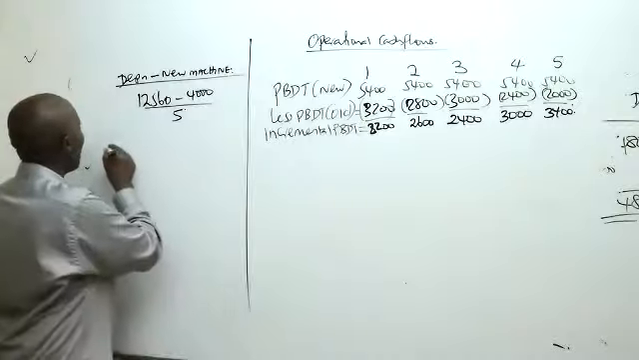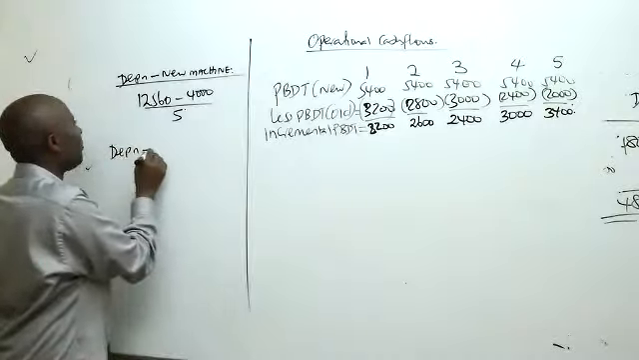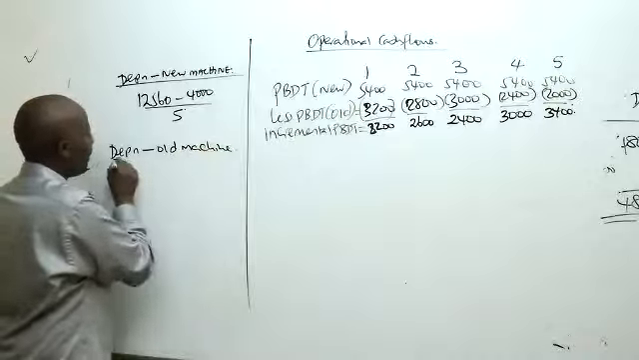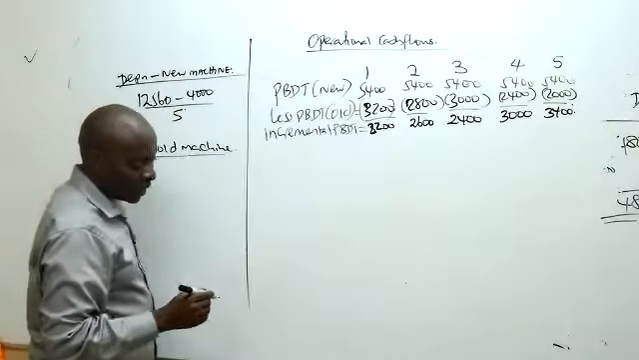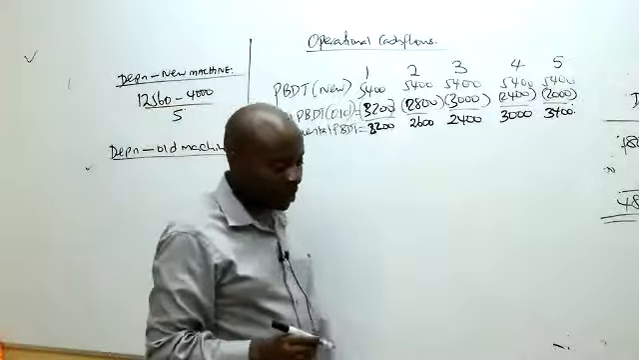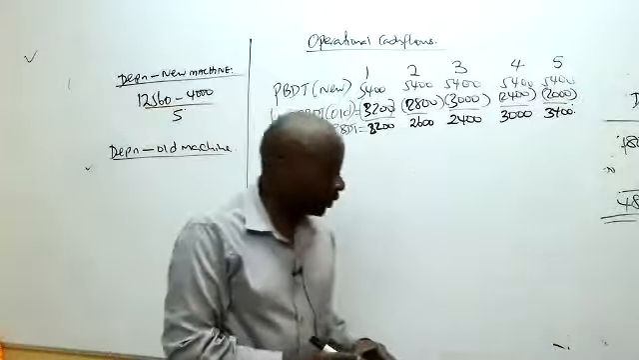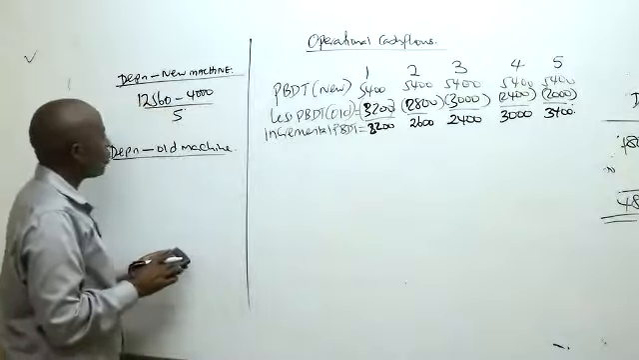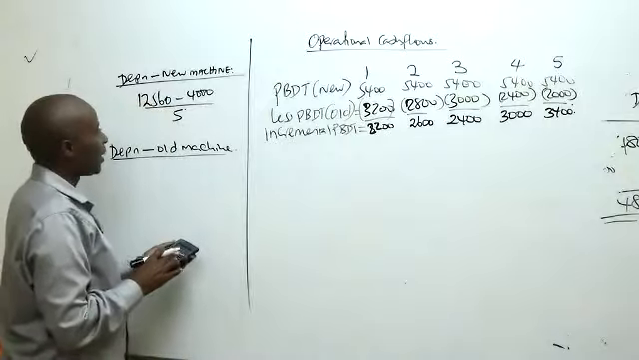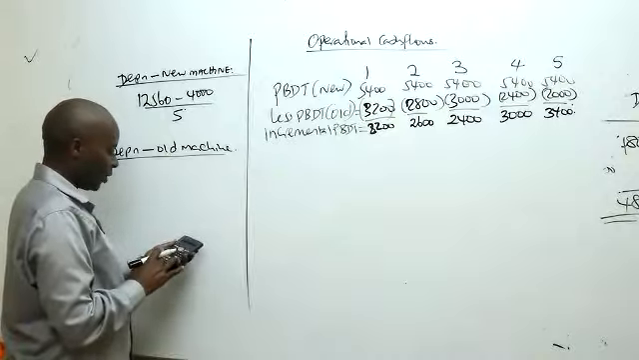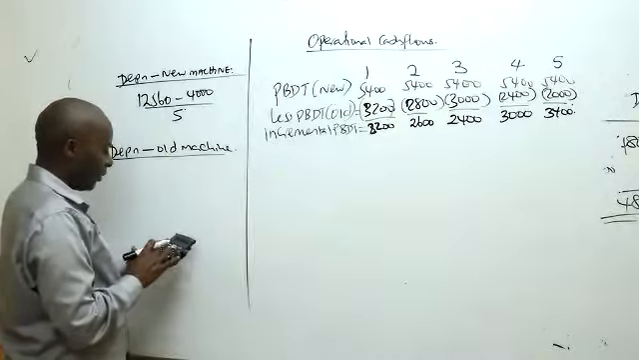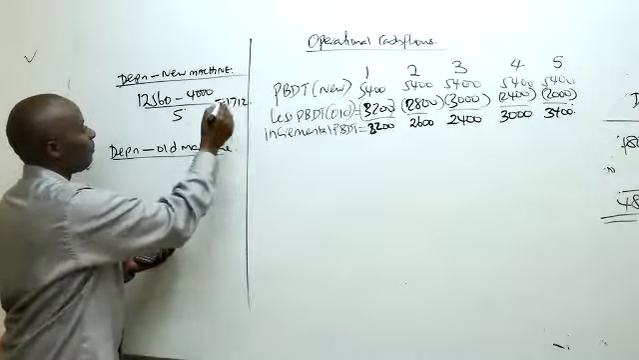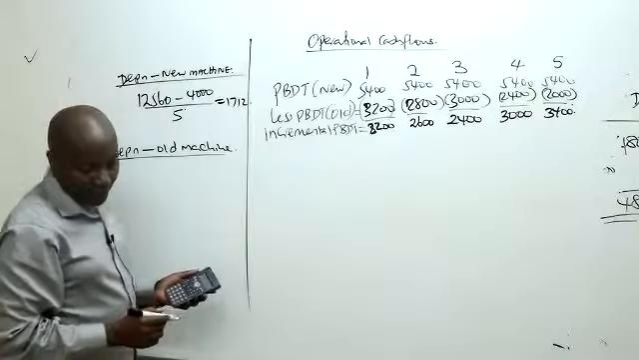Then they give us the depreciation of the old machine as well. So the new machine, ladies and gentlemen, what do we have here? This is quite easy. The new machine: 12,560 minus 4,000, divided by 5, which gives me 1,712.